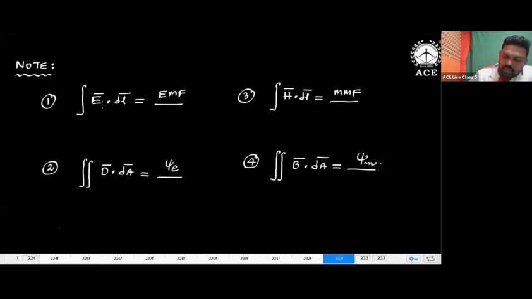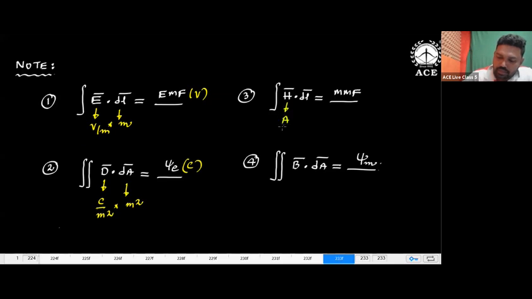What are the units for these? The units for the first one are volt per meter multiplied by meter, so here it is volt. Here it is coulomb per meter square multiplied by meter square, so it is coulomb. Here it is ampere per meter multiplied by meter, so it is ampere. Here it is Weber per meter square multiplied by meter square, which is Weber.